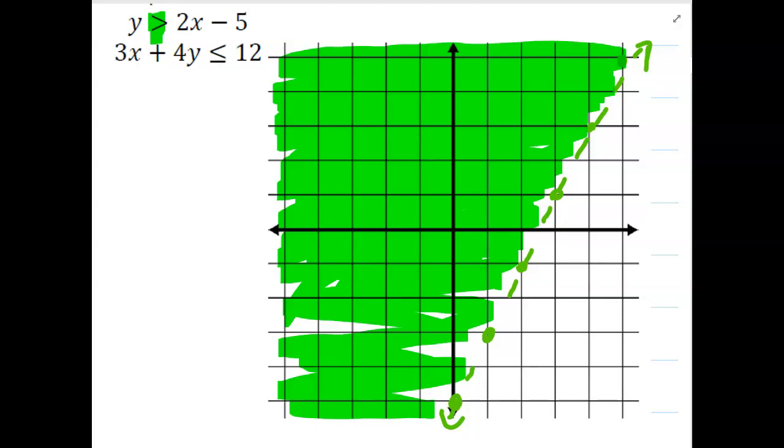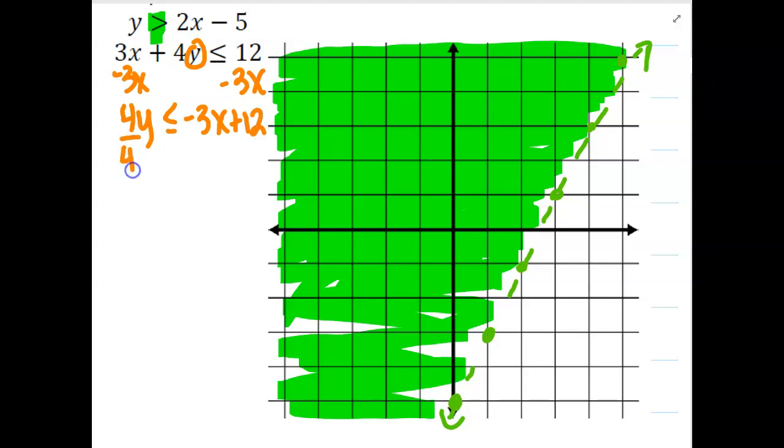And then we're going to turn around and do the exact same thing with the second one, except the second one is not in y equals. So with that second one, we first need to solve for y. So we're going to subtract 3x from both sides. So we would have 4y is less than or equal to negative 3x plus 12.